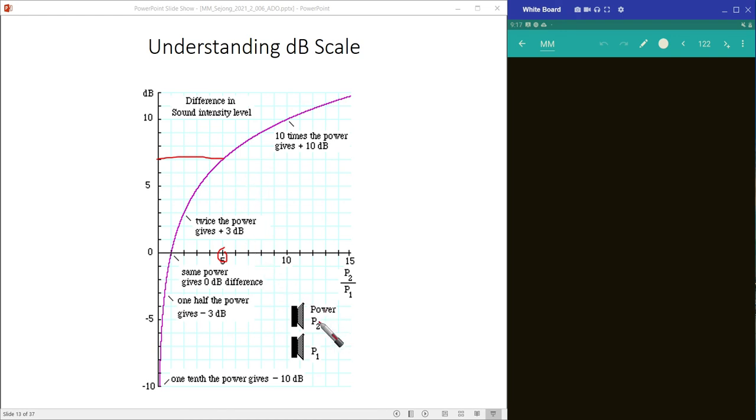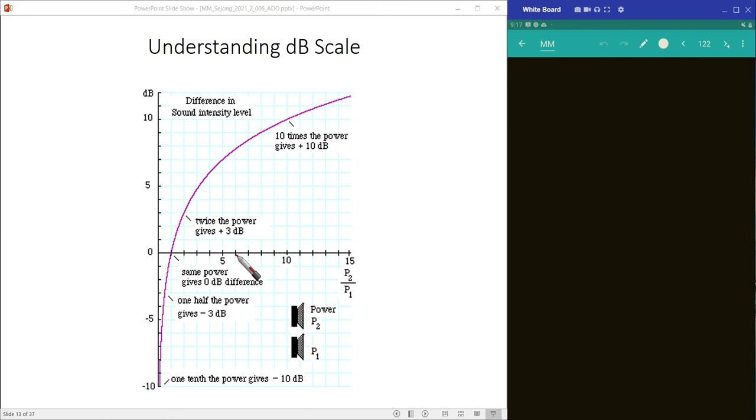On the same way, how about this one? If this speaker has half power compared to this one, that means this ratio will be 0.5. At 0.5, at this point, this is minus 3 dB. So as you go in the fraction, like this, at that time it will be minus in your dB scale, so less than zero. And if you go in linear scale in this way, it will be plus. So this is how it works.